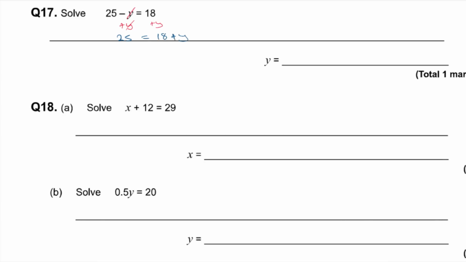Okay, so then if I want to get y by itself, then I'm going to subtract 18 from both sides. That will cancel with that, and then now I've just got a y on the right, and then 25 take away 18, that's 7. So 7 equals y, that's the same thing as y is equal to 7. Question 18a, solve x plus 12 is 29. Now, if I've got x and I added 12 to it and I got 29, if I want to get back to x, I need to take the 12 off again. So taking 12 off both sides, that's going to give me x is equal to 17.